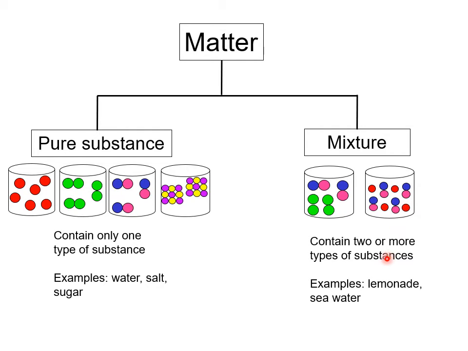Some examples of mixtures are lemonade and seawater, right? In lemonade, we have sugar, we have water, we have lemon. In seawater, we have water, we have salt. So they're made up of different types of substances.